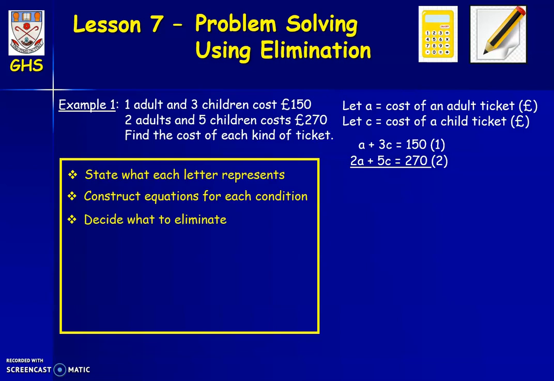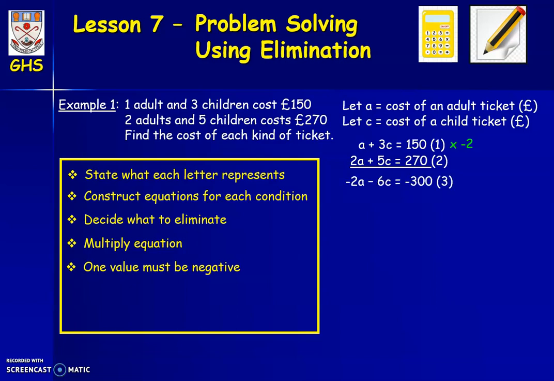We need to decide which term to eliminate, A or C. So if we look at the A terms, we just need to multiply by 2. If we want to eliminate the C terms, we would need to multiply by 3 and 5, so the A terms are easier. So in order to do that, we just need to multiply actually by -2, because remember, one value must be negative so that we have opposite signs. So if we do this, equation 1 will become -2A minus 6C equals -300, and equation 2 stays the same.